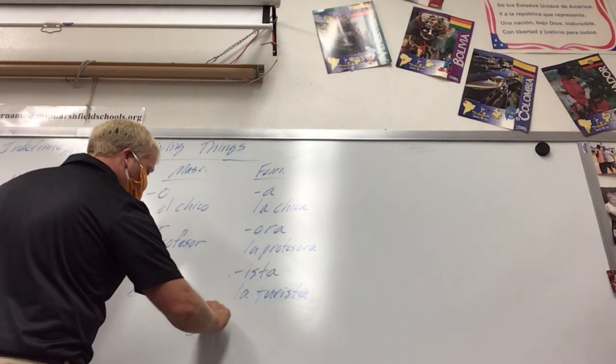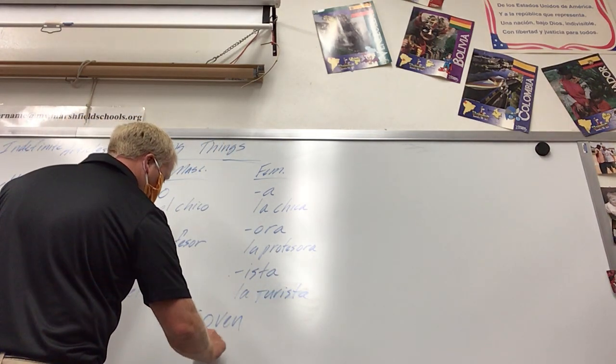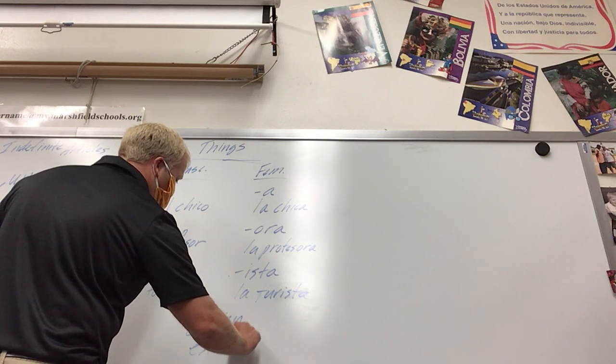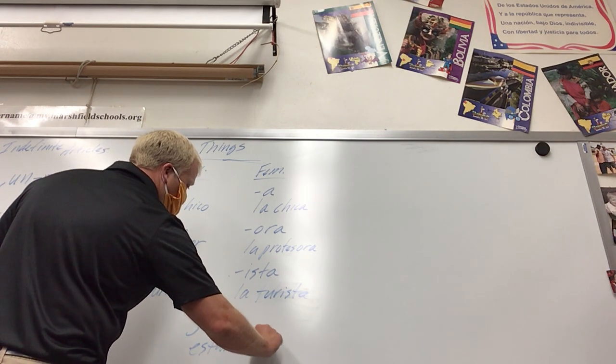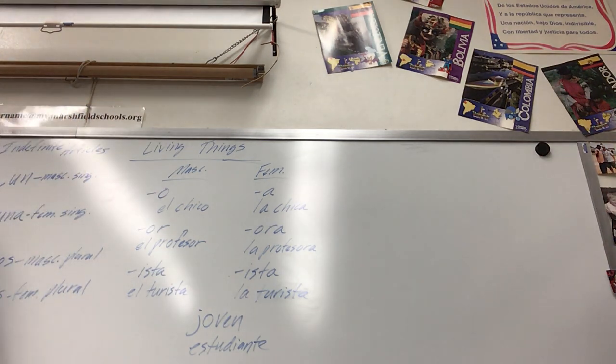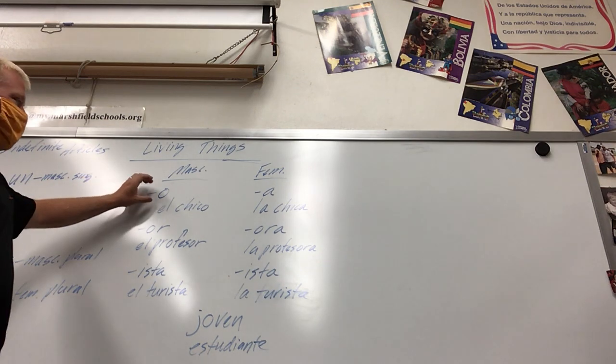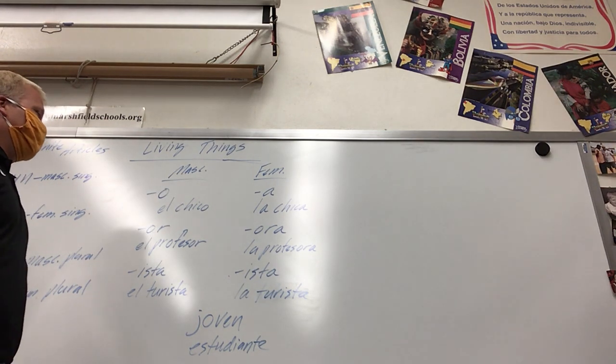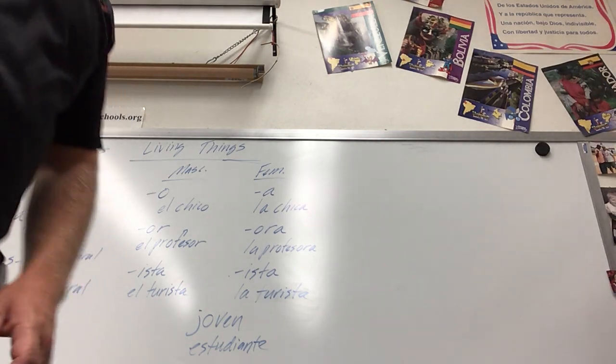These words, joven and estudiante, I'm putting them in the middle because those refer to both genders. How do we know whether it's a male young person or a female student? By the article. El joven would be masculine. La joven, feminine. El estudiante, la estudiante. So the articles help us out. So these are just some general rules: -o, typically masculine. -a, typically feminine.